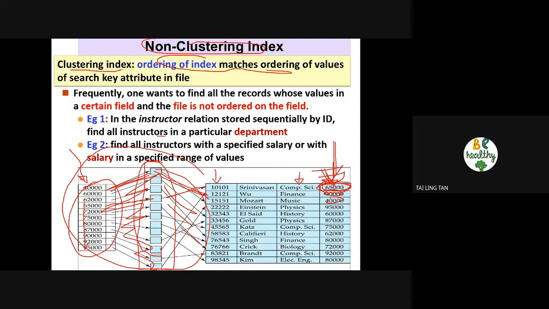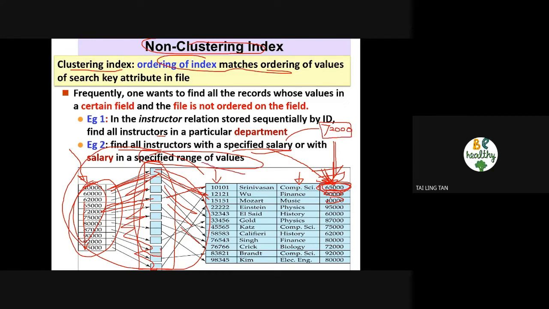Previously, we already mentioned an example here. Some of this can be sorted, some is not. If it is not sorted, then when we try to point, it means this ID or this hash, the maintenance is quite a lot. The second example here is to find all the instructors with a specified salary, okay, so we know this one is salary, or with a salary in a specific range of values. So question here: when I say the salary is 72,000, what does this mean?